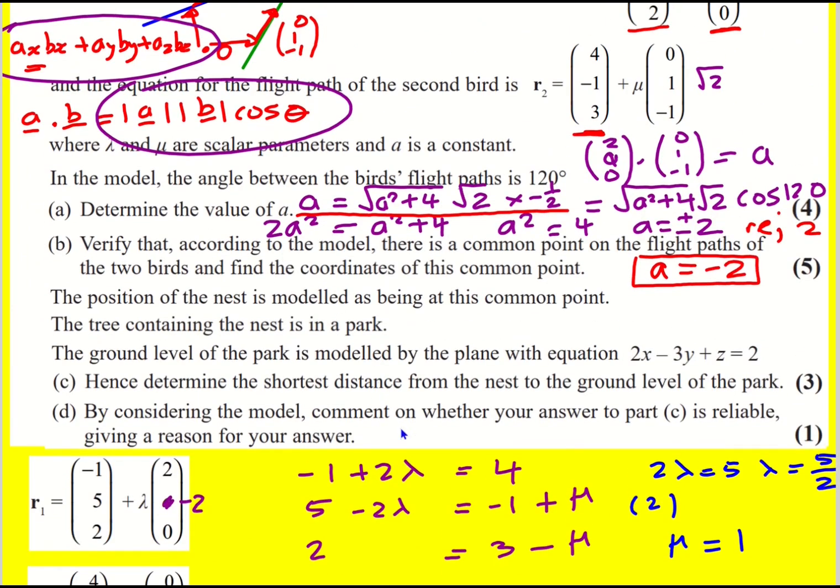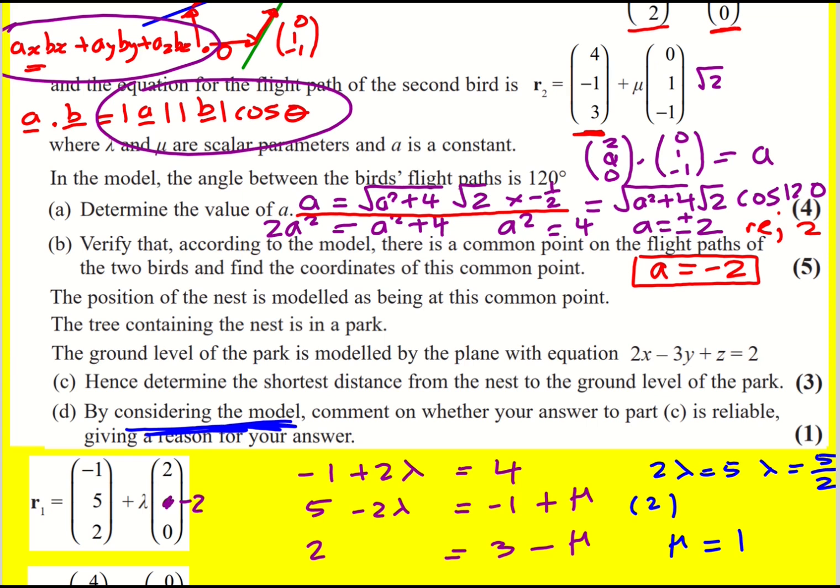Finally, we're asked, by considering the model, comment on whether your answer to part C is reliable, giving a reason for your answer. Now, actually, I made a mistake here and got it wrong. I actually looked at my answer and thought, you know what, 2.14 seems quite low, so I think it's not very reliable. But that's not what this question is getting at. It says by considering the model, not by considering your answer.